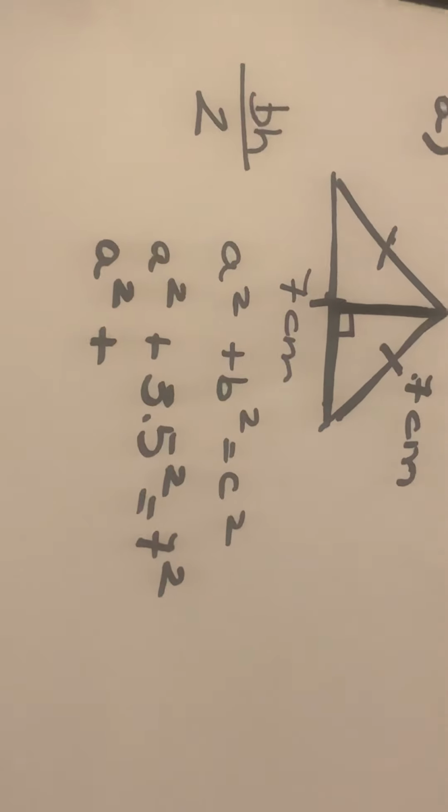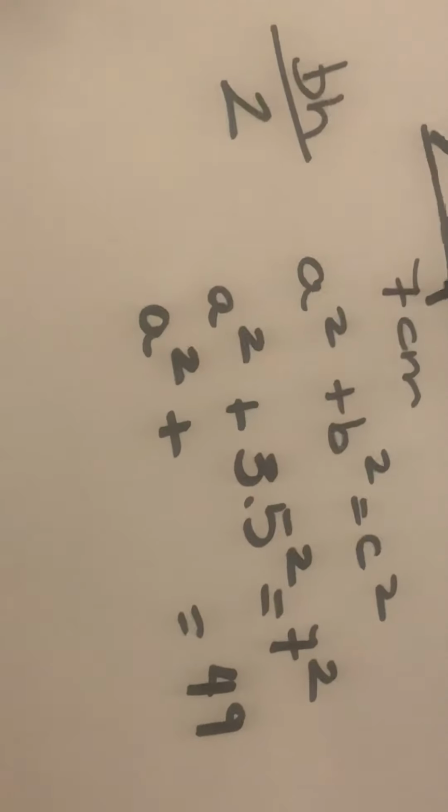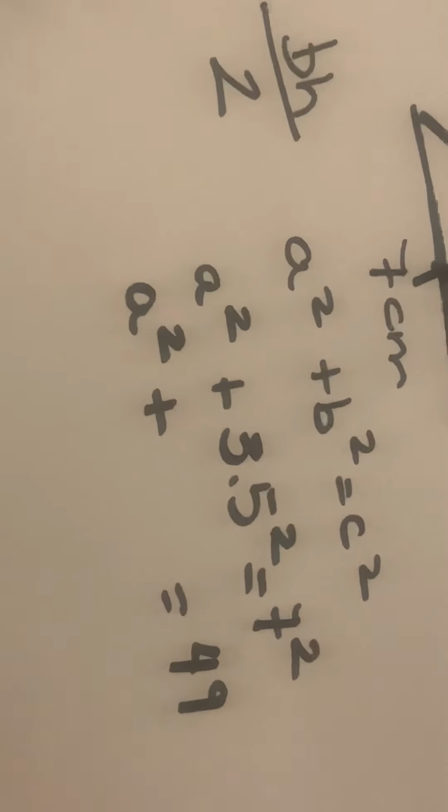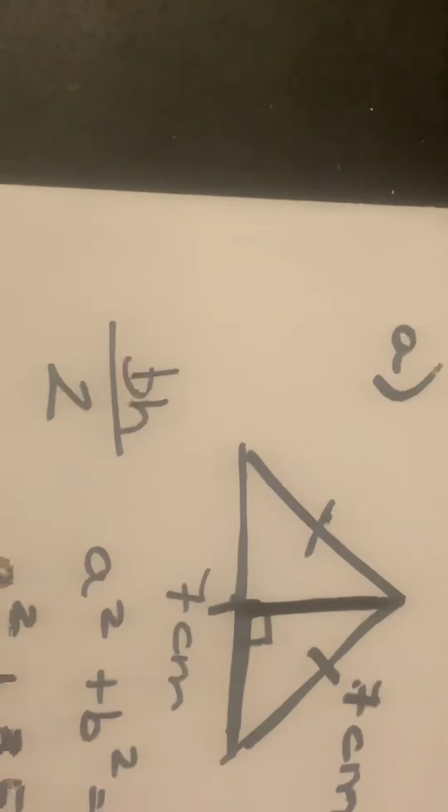Figure that quickly out in your head. Can you do that one? And then we'll go equals, 7 times 7 is 49. I have my trusty assistant figuring out 3.5 times 3.5 because you guys aren't here to do it for me. So we have a squared plus 12.25, right? Good. So now to get a, what do we have to do?